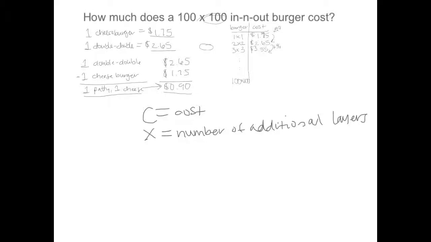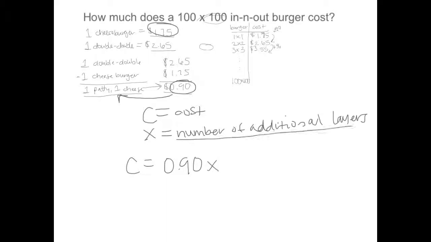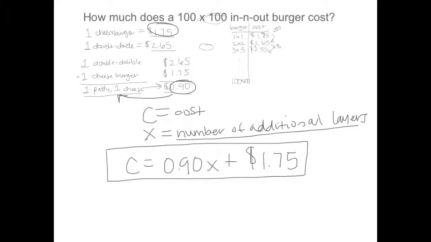Okay, so first I said, okay, cost has to equal, and I knew I had to incorporate the $1.75 because that was my initial cost, that was my baseline, and the 90 cents. So I knew the 90 cents was the cost per one patty and one cheese. And when I hear the word per, I know that is the rate. So I'm going to say 90 cents times X, times the number of additional layers. And then since I know $1.75 is my initial, that's going to be my y-intercept out here. So this is the formula that I got. C equals 90 cents times X plus $1.75. I'll put the dollar sign in here so we can see that too.